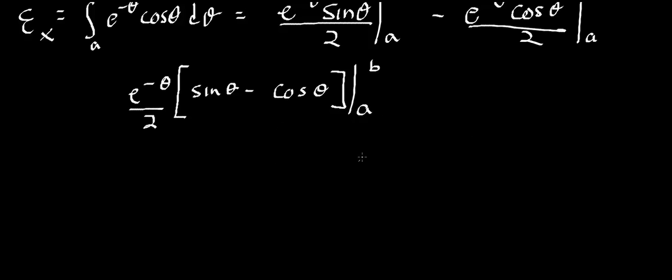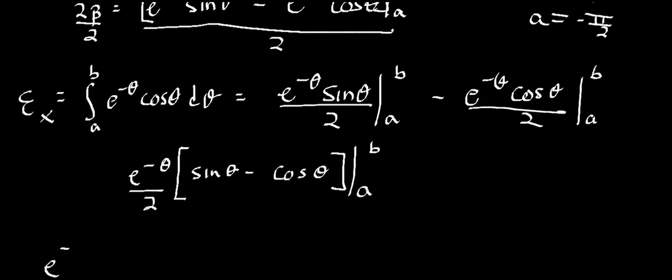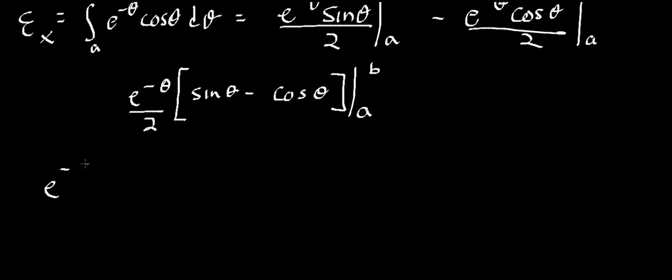Okay. So what we're going to do is we're going to take e to the minus, well, the upper limit is pi over 2. So this is going to be e to the minus pi over 2 multiplied by, what's sine of pi over 2? Well, sine of pi over 2 is 1, right? And minus cosine of pi over 2. Well, cosine of pi over 2, cosine of 90, is 0.